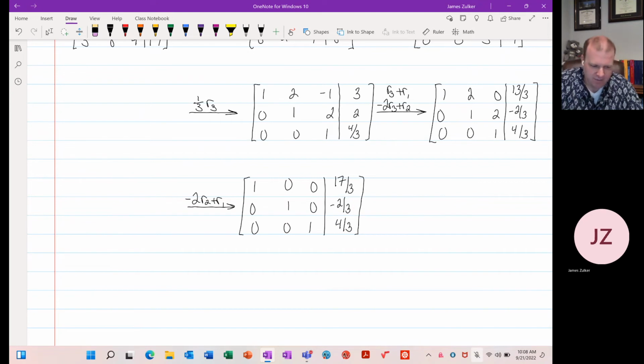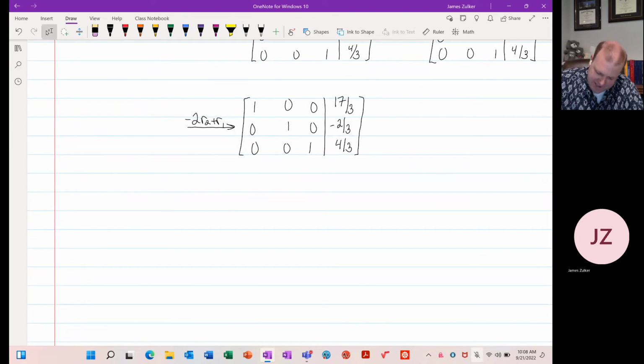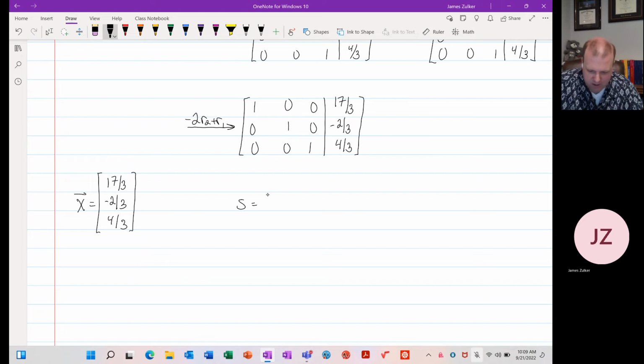So there are two ways we can write that. We can write it as a vector, so we can say that the x vector is 17/3, -2/3, and 4/3. Or we can write it as an ordered triple. Doesn't matter.